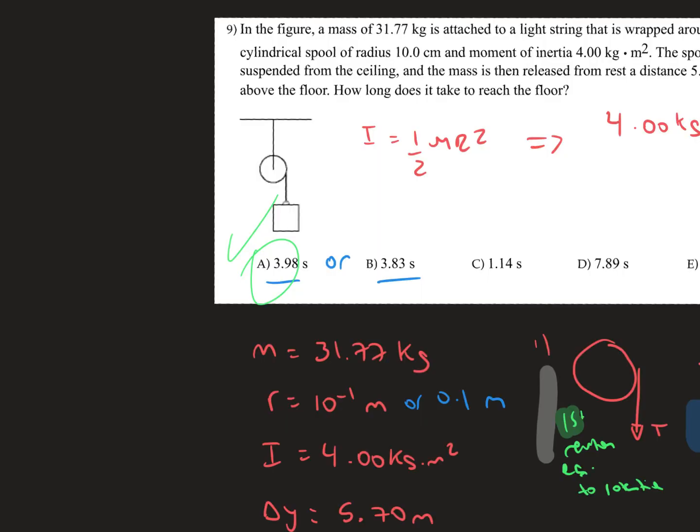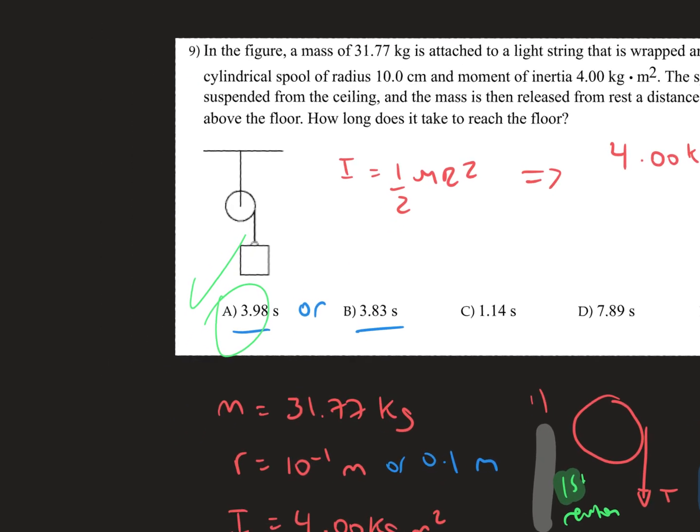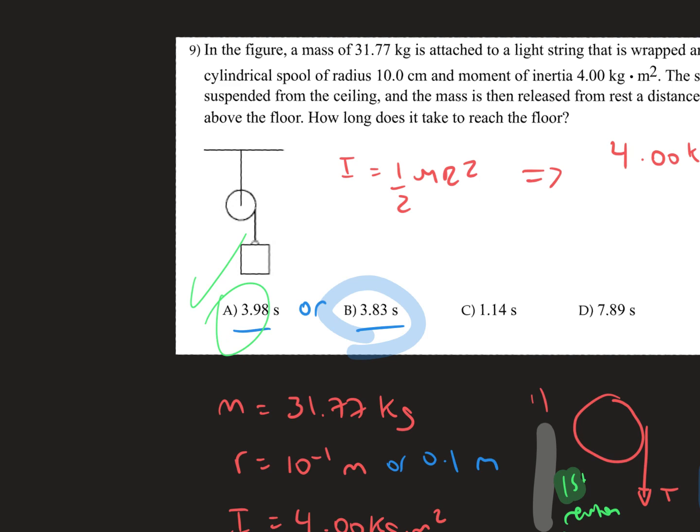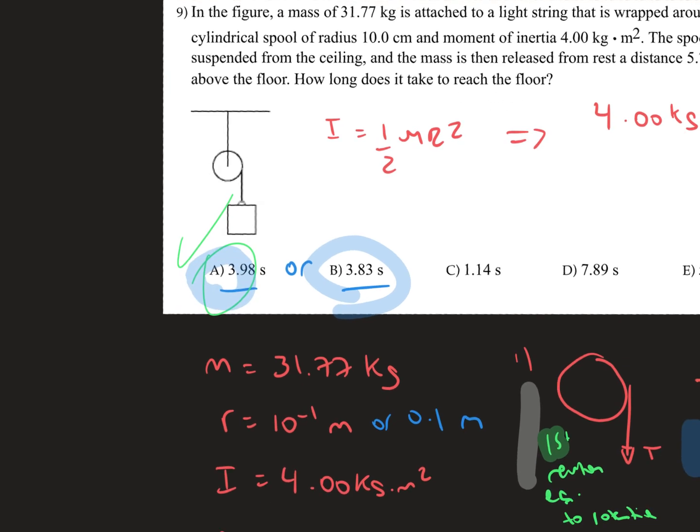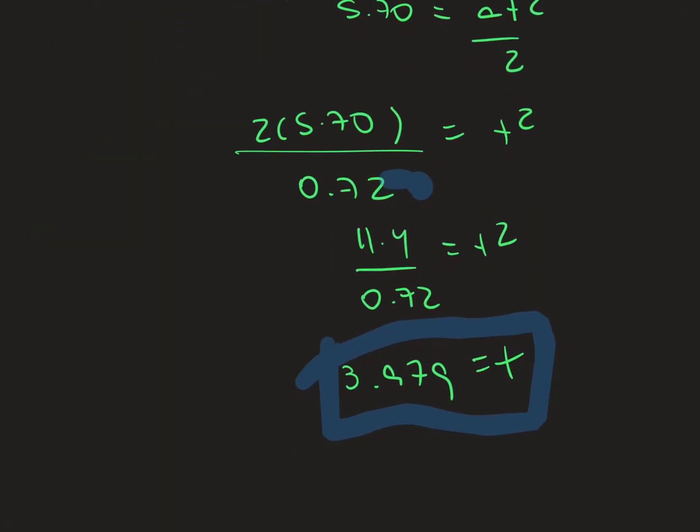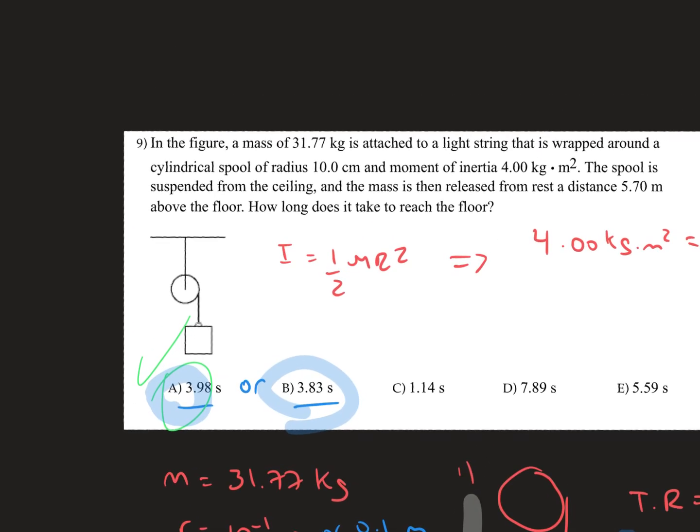So if we look at the two choices, it could have been B, 3.83, but A is much closer to 3.979, which is pretty much like 3.98, and that's the final answer.